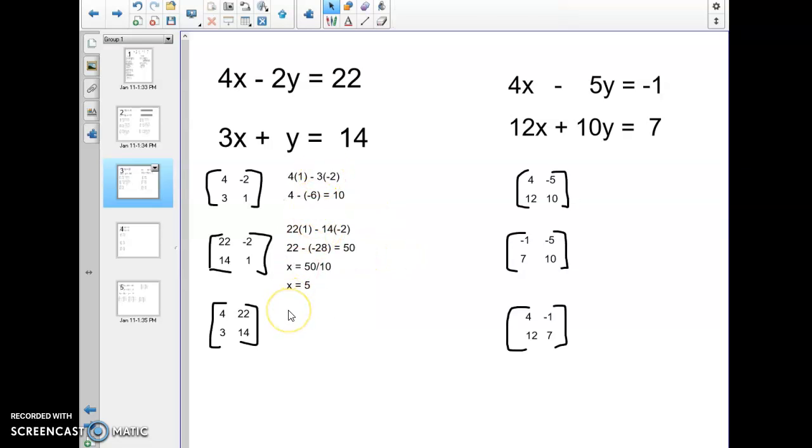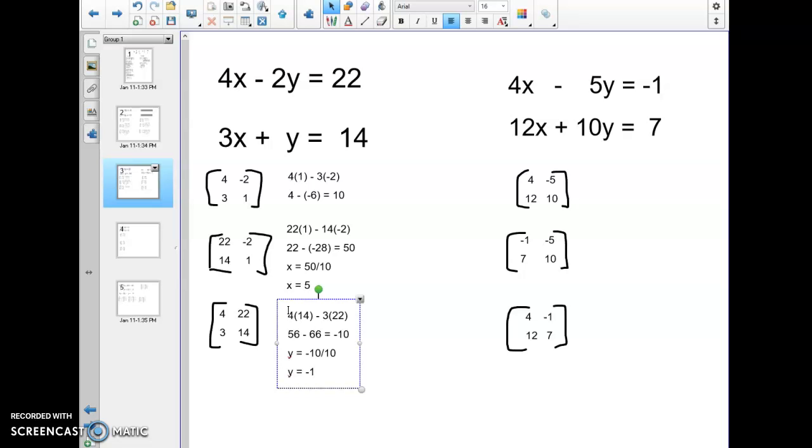For my y, 4 times 14 minus 3 times 22. 4 times 14 is 56. Minus 3 times 22, which is 66. That's a negative 10. So my y equals negative 10 divided by 10, which means y equals negative 1. And therefore my answer, 4 times 5 is 20. Negative 2 times negative 1 is 2. 20 and 2 is 22. 3 times 5 is 15, and negative 1 is 14. It does work on every level.